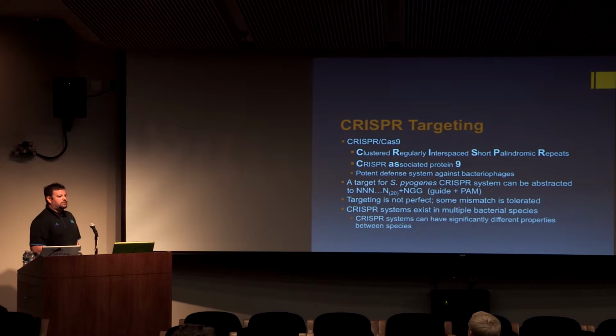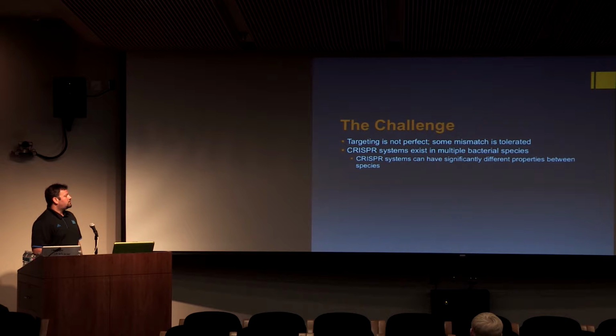So a target for S. pyogenes CRISPR, which is the system most people are using now, although there are others I'll get into in a moment, can be abstracted to just 20 bases, any 20 bases, plus NGG, which is the fixed PAM site, recognized by the protein itself. Targeting is not perfect. So targeting can actually allow a certain number of mismatches in the guide sequence, typically about 3, but it gets a little bit more complex than that. And CRISPR systems exist in multiple bacterial species, and between different species, their CRISPRs can have some pretty radical differences, especially in PAM sequence. So with those two last things I mentioned, that leads into what the challenge was here.